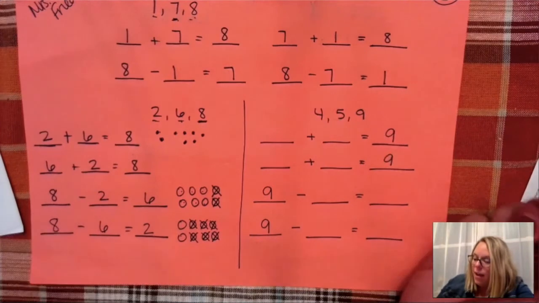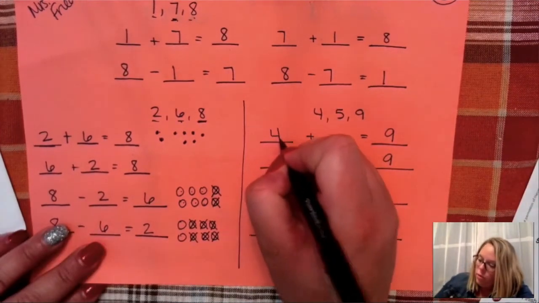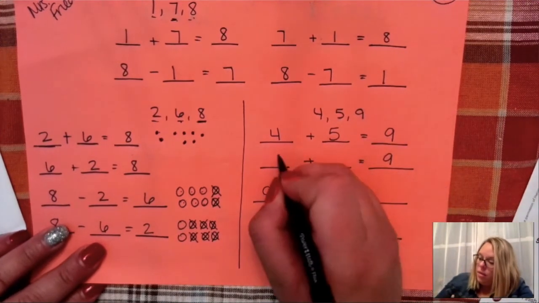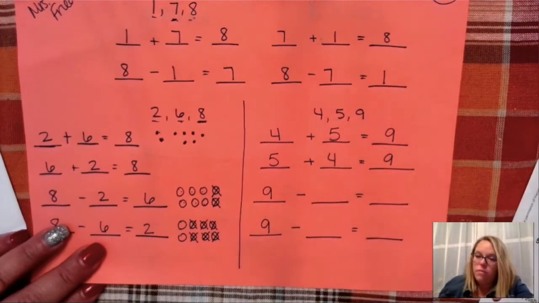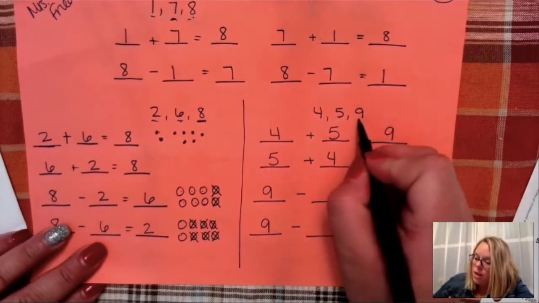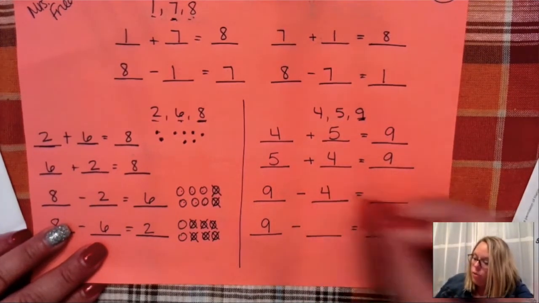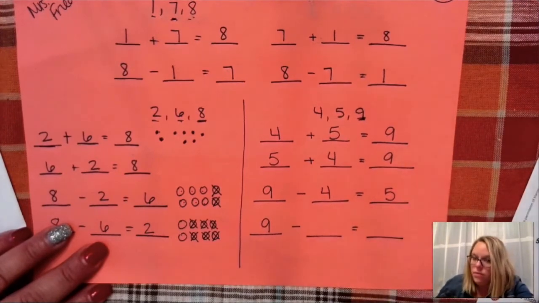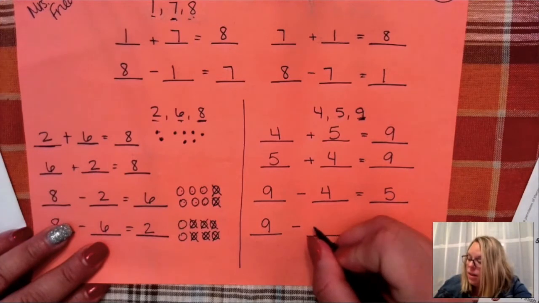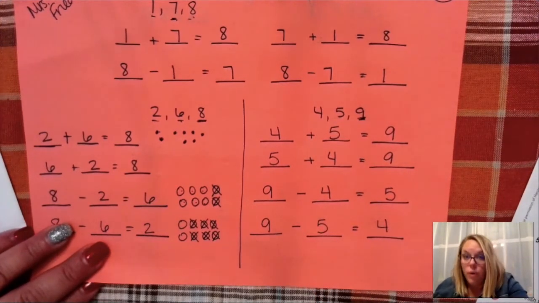4 and 5 are the only other numbers I have to use for my addition. 4 plus 5 equals 9. And 5 plus 4 equals 9. Now, with subtracting, we already used the 9. All we have left are 4 and 5. So 9 minus 4 equals 5. Now I can't say 9 minus 4 again. I have to say 9 minus 5 equals 4.